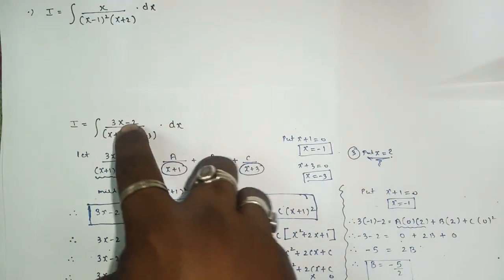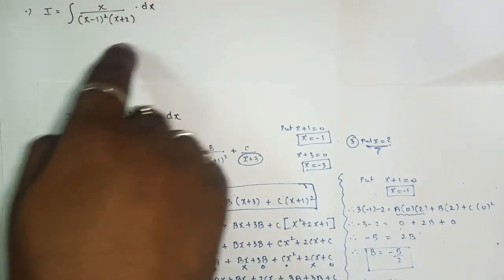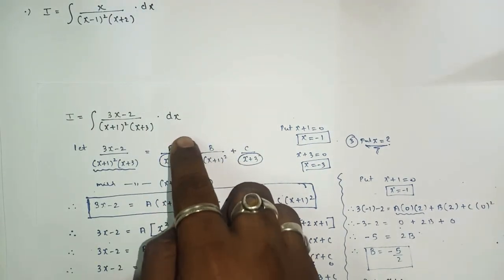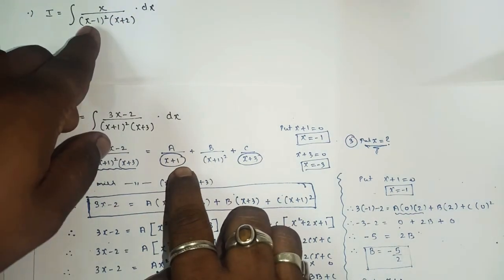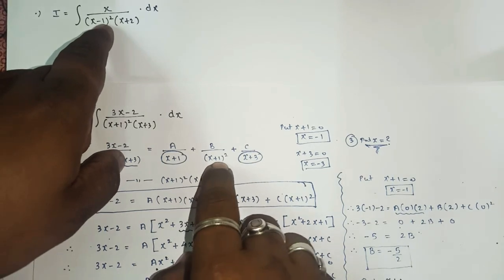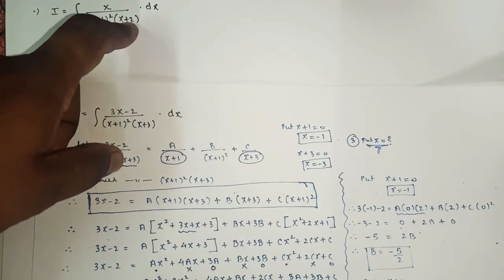In place of 3x minus 2, here we have x. The procedure will be the same. This expression, this function, can be written as a upon x minus 1 plus b upon (x minus 1) the whole square, and then c upon x plus 2.